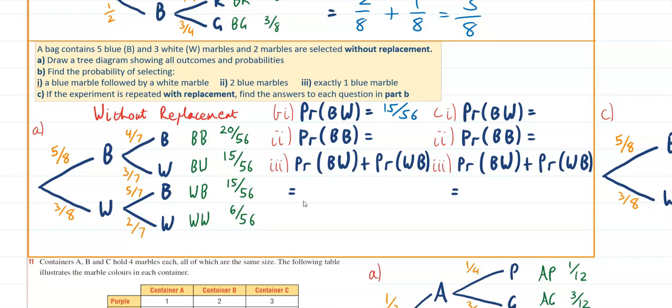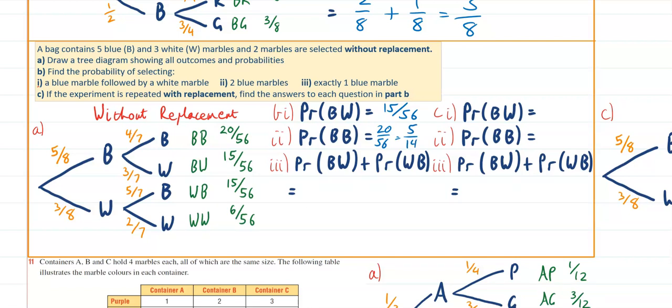15/56. 2 blue marbles, so that's BB, and that is 20/56, which is 10 over 28, which is 5 over 14.